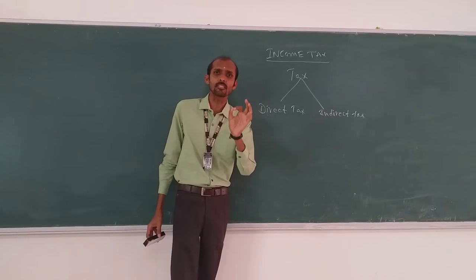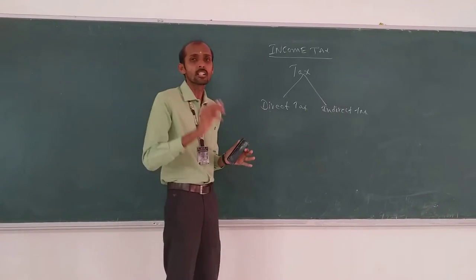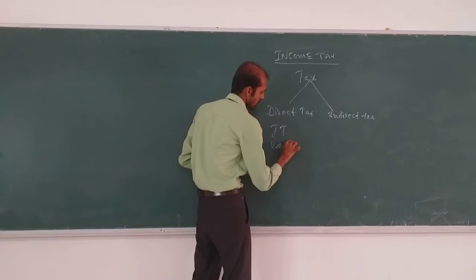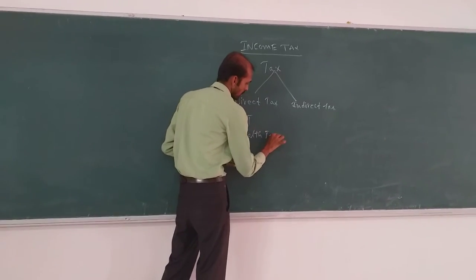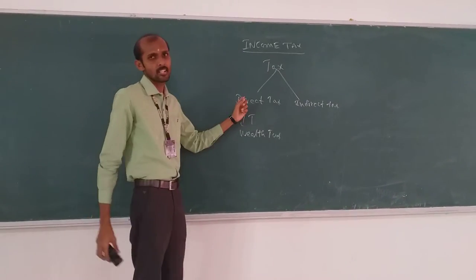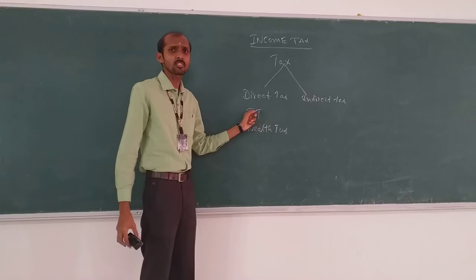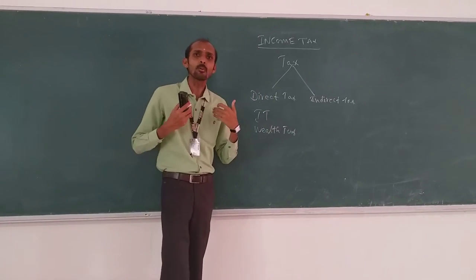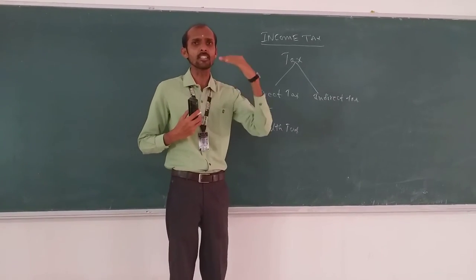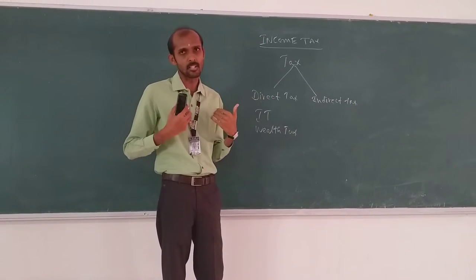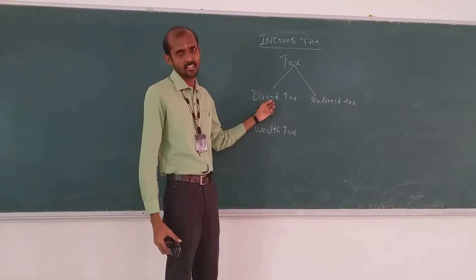The examples of direct taxes are income tax, then wealth tax. Why is income tax called a direct tax? Because I know my tax limit. If I earn this much, I need to pay this much tax. So I know my tax limit. That is called direct tax.